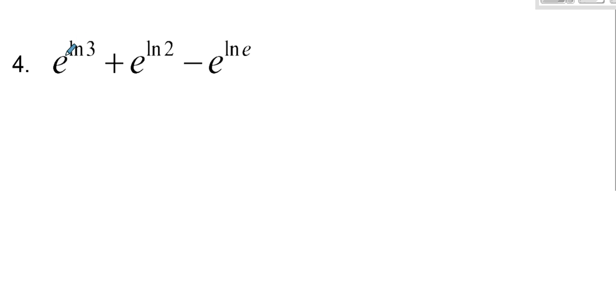e and natural log, they're inverses. So e to the natural log is going to cancel out. We just get 3. e and natural log cancel out, we just get 2. e, natural log, cancel out. We just get e.